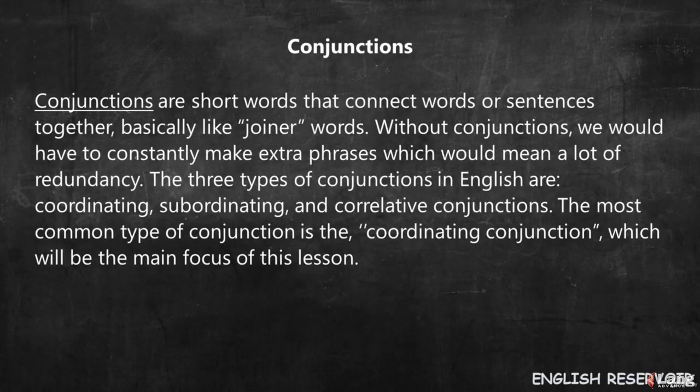Conjunctions. Conjunctions are short words that connect words or sentences together. Basically like joiner words. Without conjunctions, we would have to constantly make extra phrases, which would mean a lot of redundancy. The three types of conjunctions in English are coordinating, subordinating, and correlative conjunctions. The most common type of conjunction is the coordinating conjunction, which will be the main focus of this lesson.